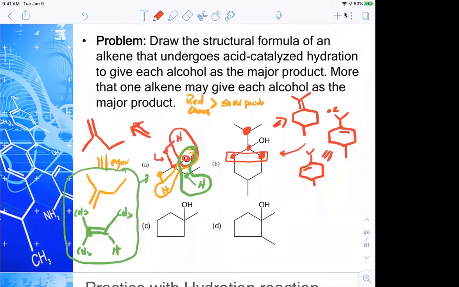So let's look at this guy. Here's my alcohol. This and this are the same. So I have this position or this position that could give me the double bond. So I'm going to take off the hydrogen that's there, or I'm going to take off the hydrogen that's there, and what I'm going to end up with is that guy.